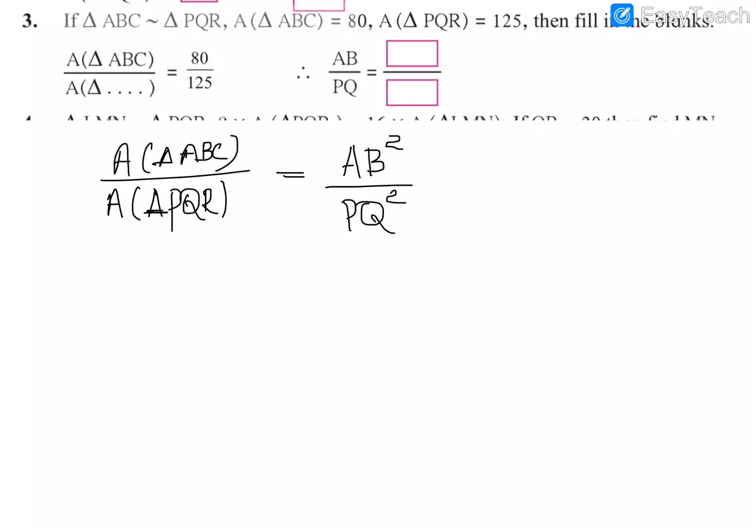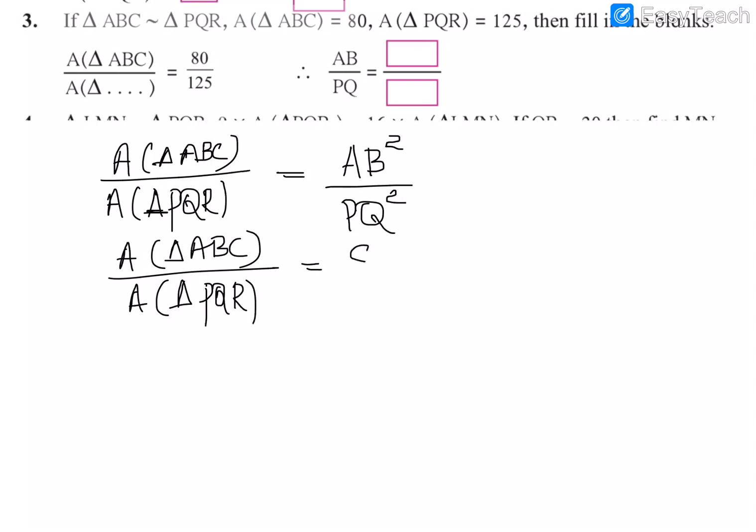And what all is given in the problem? Area of ABC is given as 80, and 125. So we can write that again. Area of triangle ABC by area of triangle PQR is equal to 80 by 125. These values are given in the problem: 80, and the area of PQR is 125. Now we can fill this in.